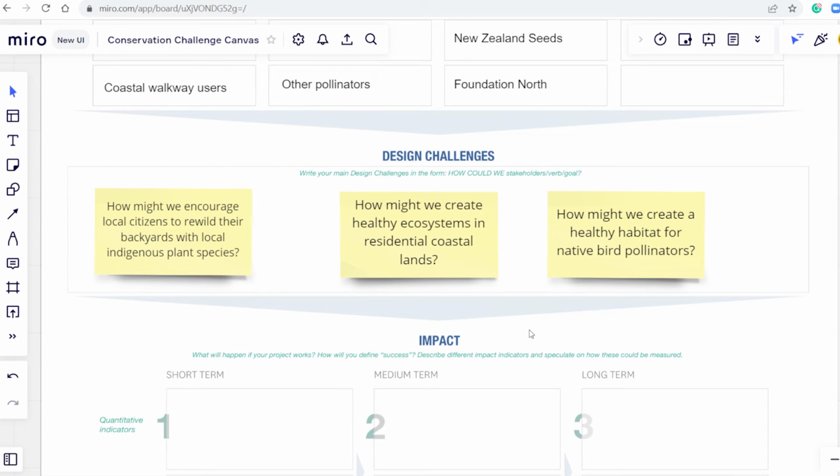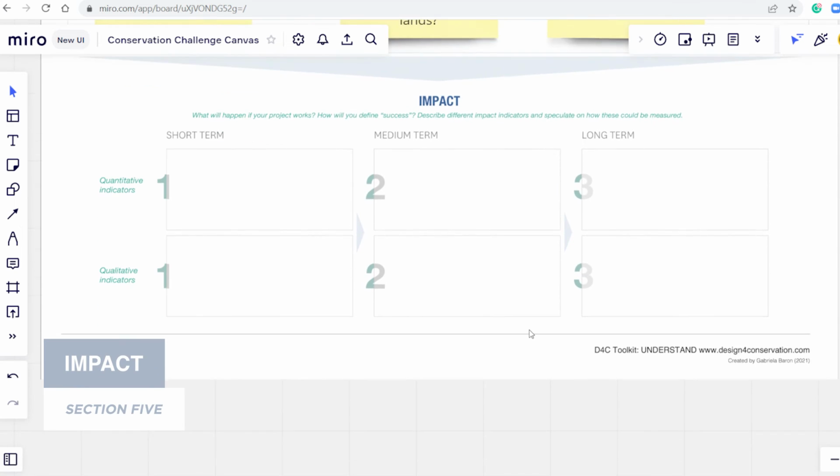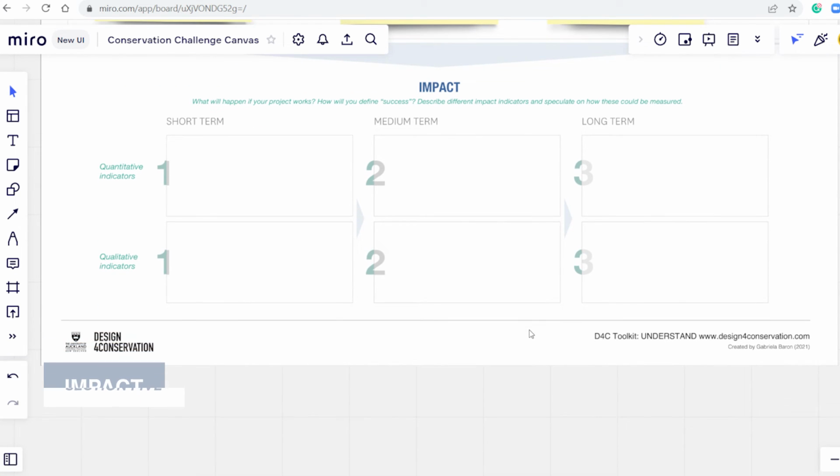Finally, we will try to describe the impact that we expect our project to have. What will happen if your project works? How will you define success? We will describe different impact indicators and speculate on how these could be measured. Think about short, medium, and long-term indicators of success. This could be aligned with a theory of change if you have one.